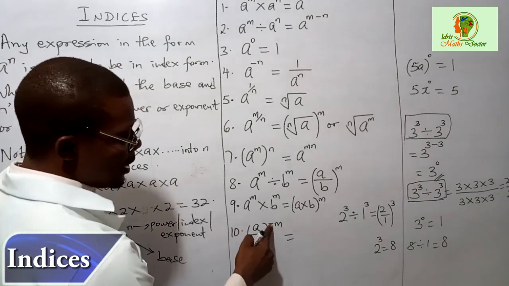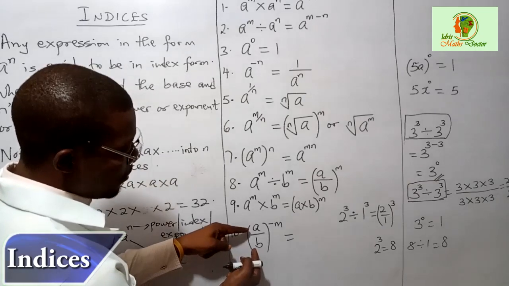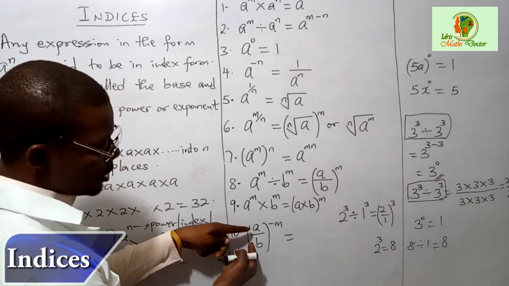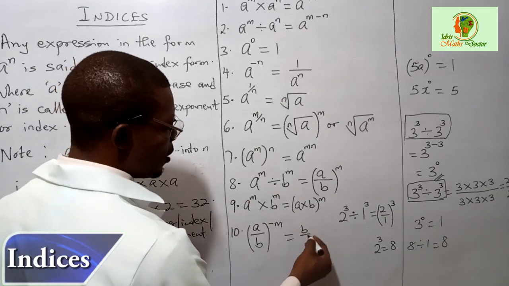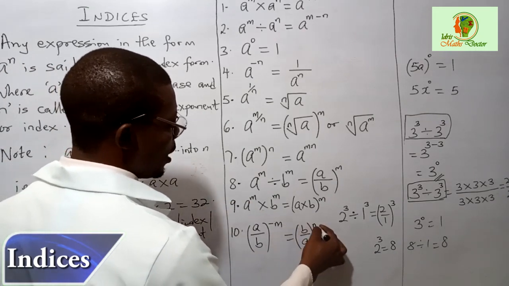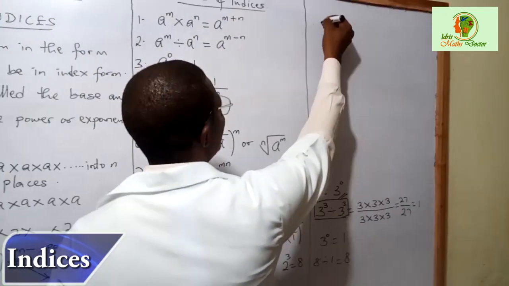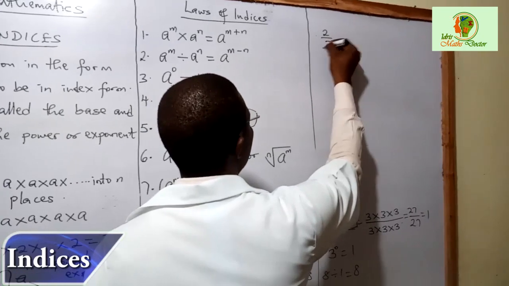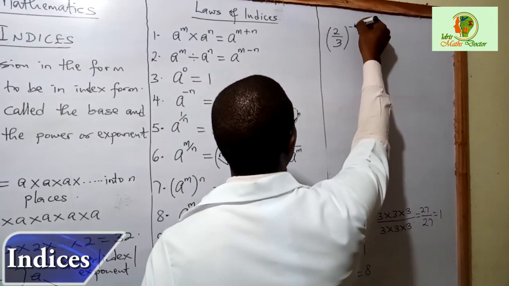To remove the negative attached to the n, just apply, and that's why I call it the law of somersault, just turn the base upside down. It becomes B over A, and you put your n. Is that okay? Take for instance, we have 2 over 3 raised to power minus 4.